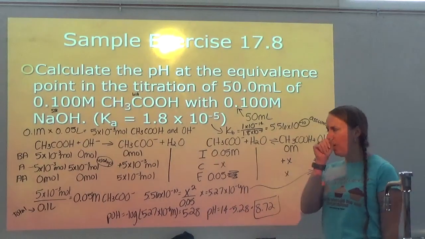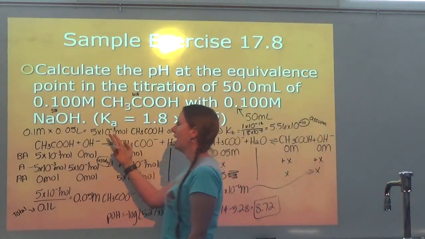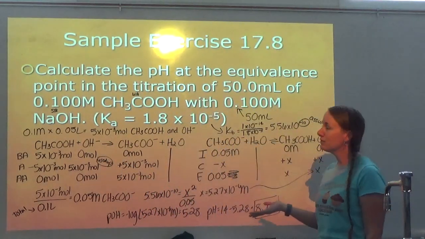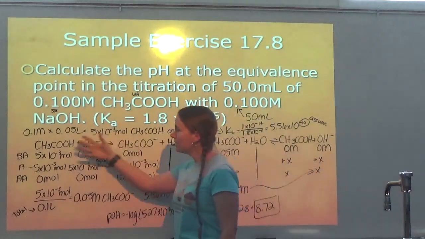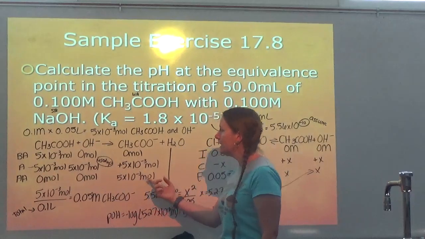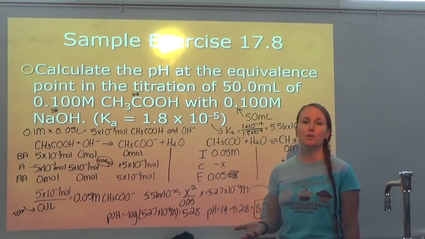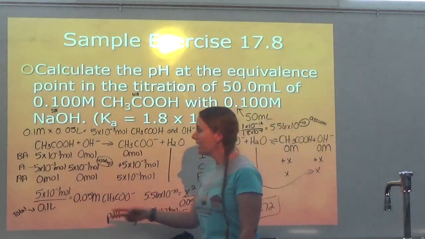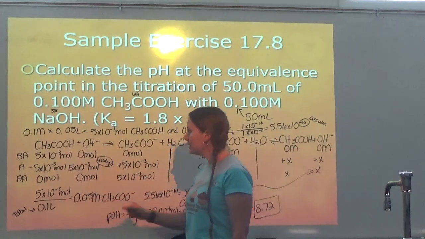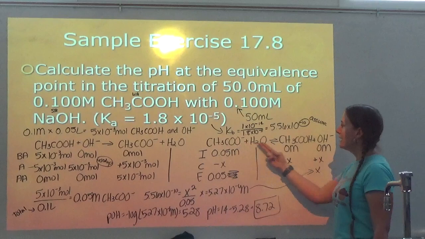Okay, so let's recap real quick. First, I had to figure out how many moles of acid and base I had. They were equal because I'm at equivalence point. I set up my BAAAA chart where I showed what I had left. Unfortunately, I only had conjugate base left. I did not have weak acid and conjugate base, so I couldn't do Henderson-Hasselbalch. So then I converted what I had left of my conjugate base into molarity so that I could use my ICE chart.